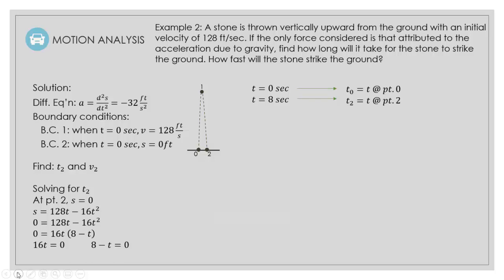Now for us to solve for the velocity of the stone as it strikes the ground, we use the formula for the velocity that we have obtained in the previous slide. We now substitute the value of t sub 2 for time in the formula, and we finally get negative 128 feet per second as the velocity of the rock at point 2. It is just natural for us to get a negative answer since we know that at point 2, the stone is moving downwards.